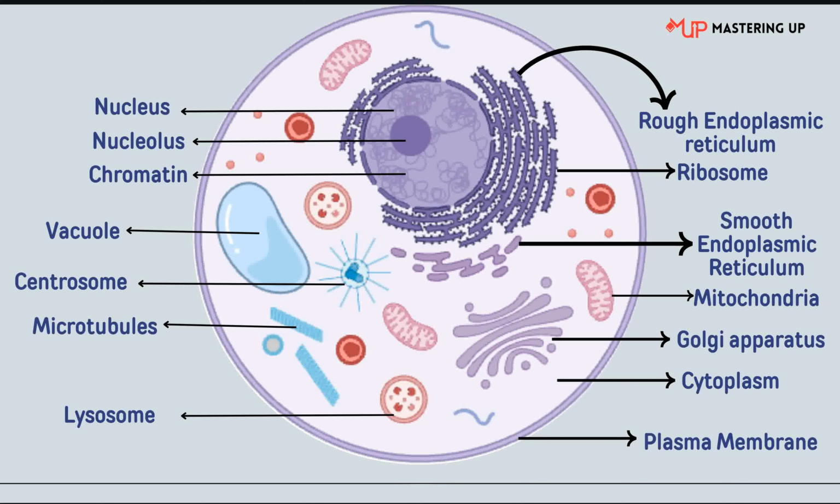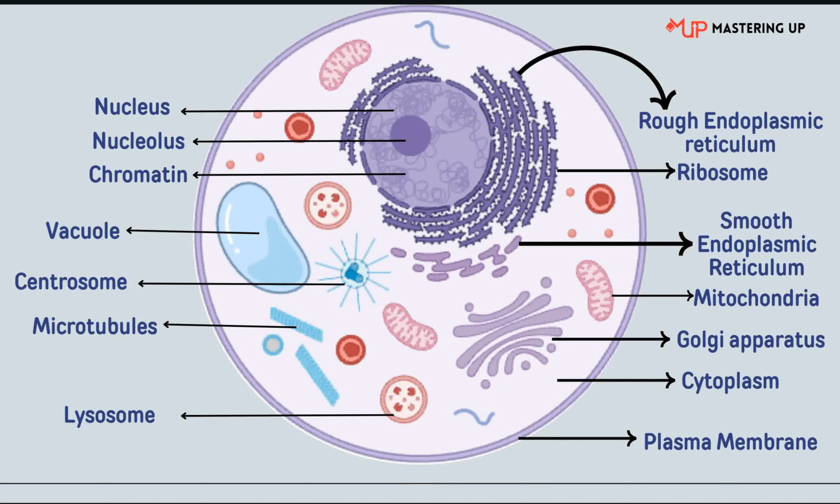Inside the nucleus, there is a smaller structure called the nucleolus, where ribosomes are assembled. Ribosomes play a key role in protein synthesis, which is essential for the cell's growth and repair. Surrounding the nucleus is the nuclear membrane, a double membrane that controls what enters and exits the nucleus.